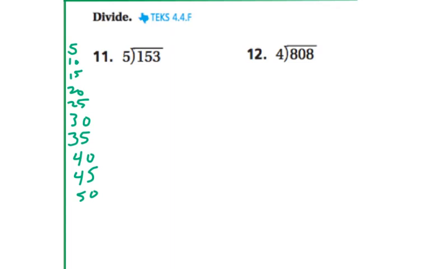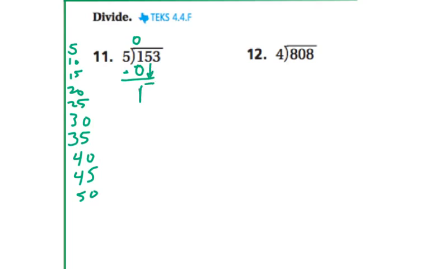So I list my multiples of 5. 5, 10, 15, 20, 25, 30, 35, 40, 45, 50. And I stop at the 10th multiple. Okay, and then I just start my division steps. I ask myself, how many times does 5 go into 1? 1 is the first digit of my dividend. Well, 5 does not go into 1 at all. So I put my 0 up top, I put my 0 underneath, and take 1 minus 0, which equals 1.